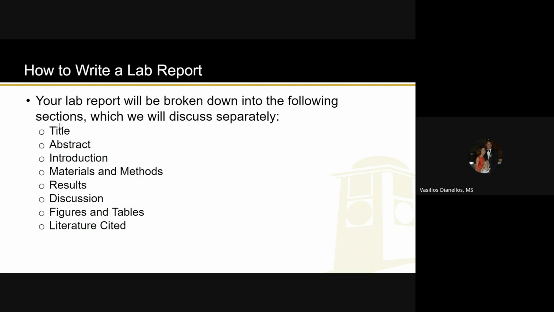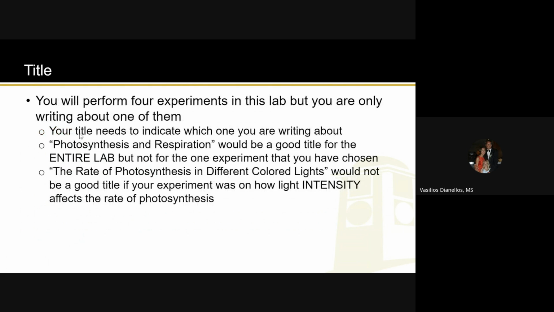Anyway, the first part is the title. Obviously, you need a title. The part that's not obvious is you need to make sure that the title is appropriate for the experiment that you did. So, for example, photosynthesis and respiration is not a good title, right? Because if you're writing a lab report about all the experiments, that might be a fine lab report title. But you are writing about the experiment that you did. So your title should describe the experiment that you did. Pretty simple.